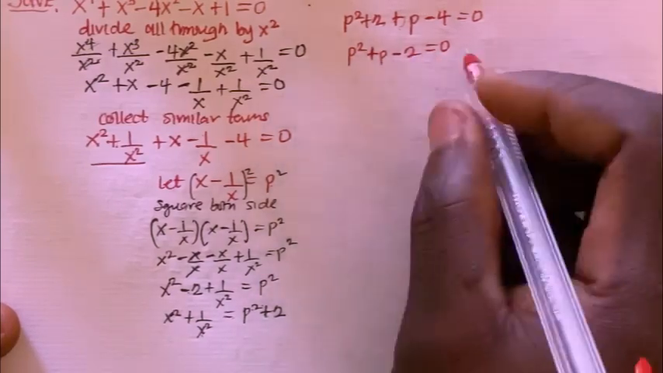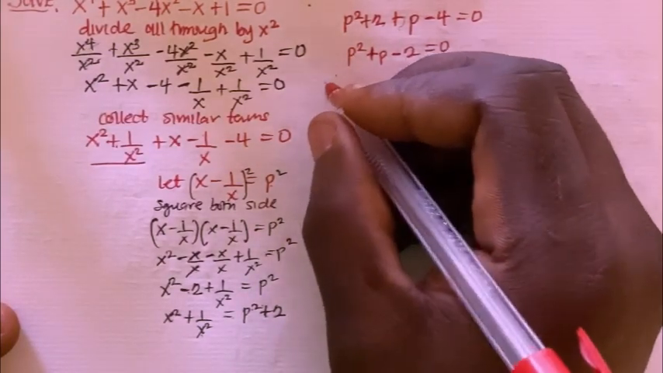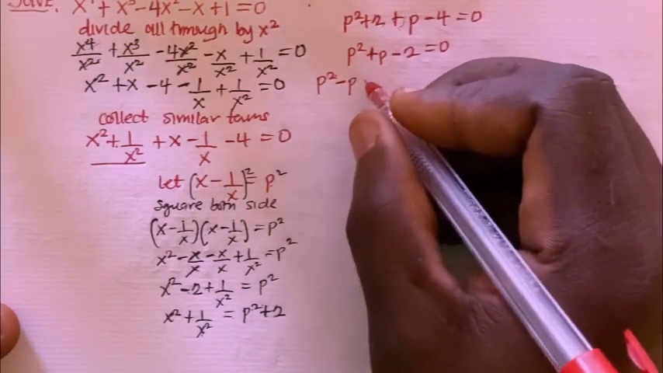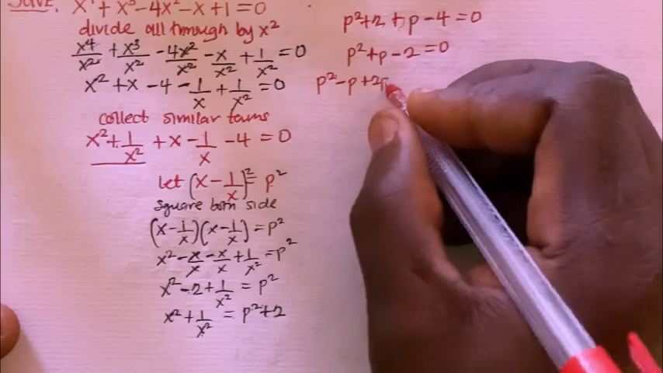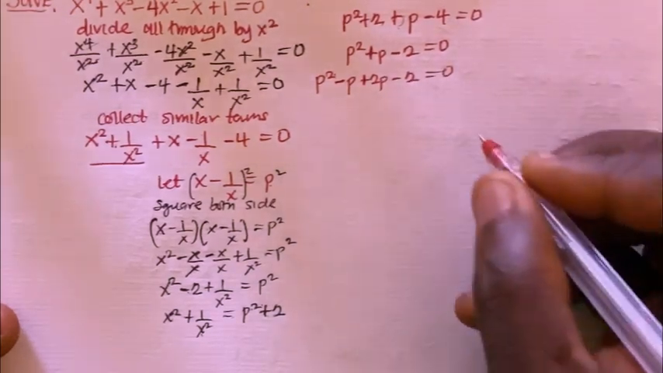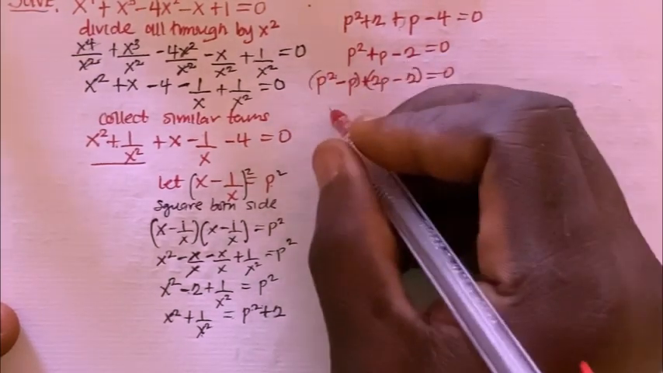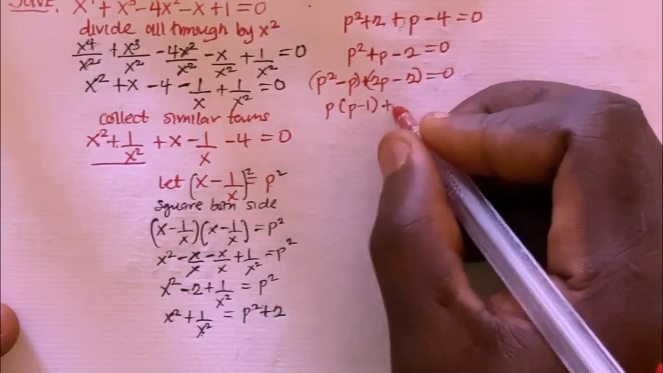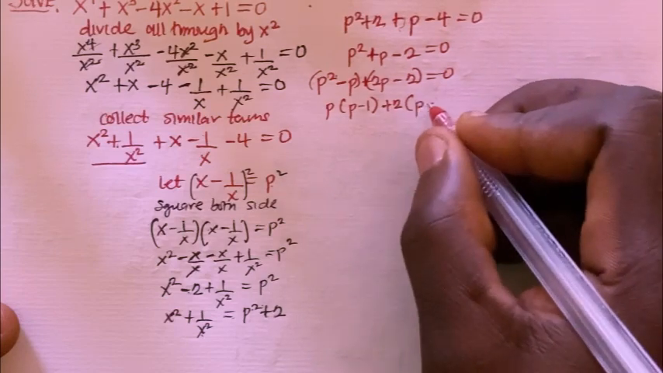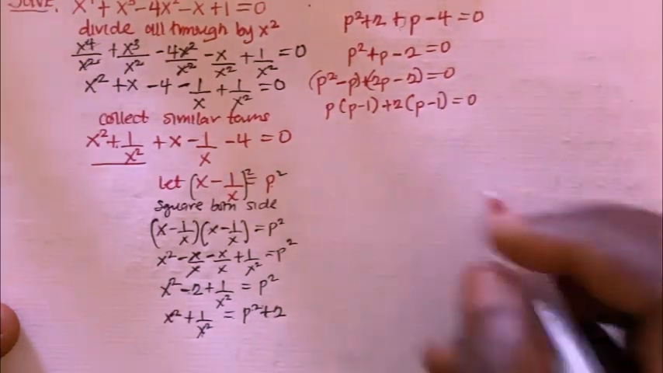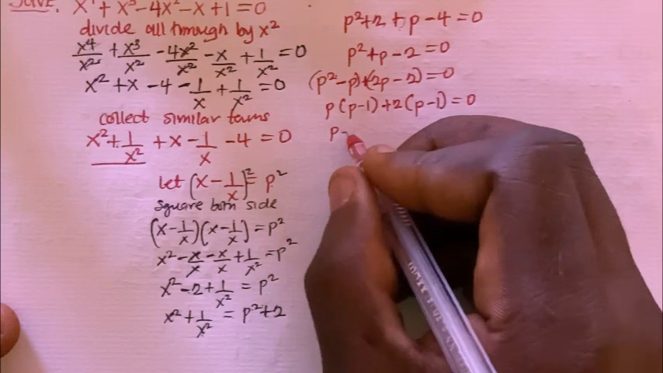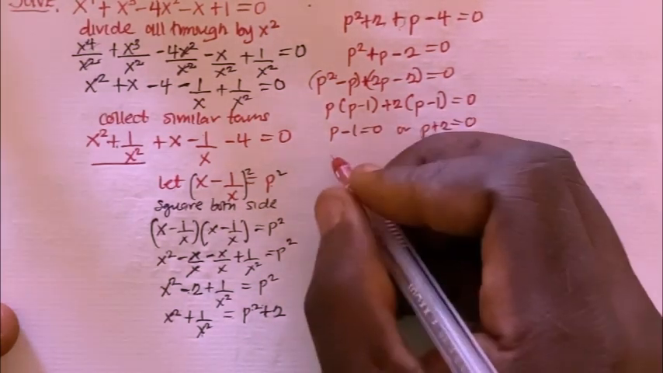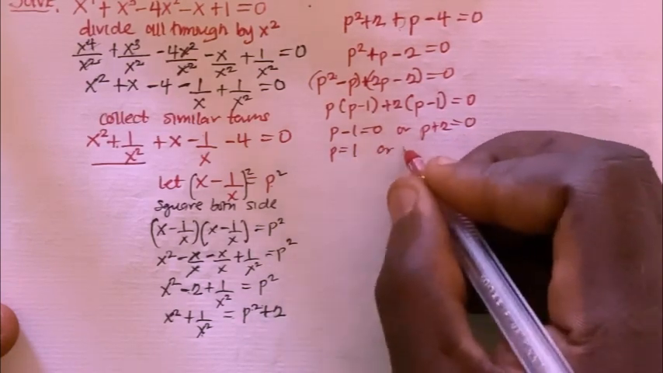So after that, I will go ahead and solve this quadratic expression using the factorization method. That's actually p squared, then minus p, plus 2p minus 2 equals 0. So let's go ahead and factorize here. We are going to have p into brackets p minus 1, then plus 2 into brackets p minus 1 equals 0. So here I'm going to have p minus 1 equals 0, or p plus 2 equals 0. So p equals 1, or p equals minus 2.